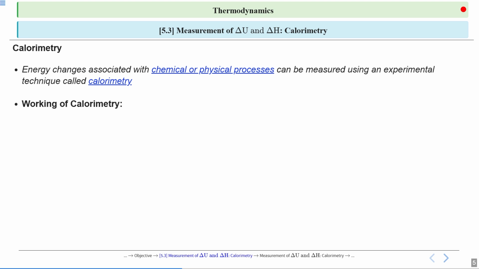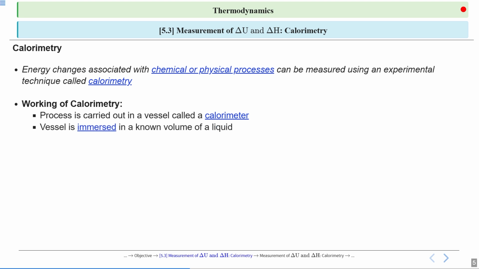How does this calorimetry work? So it's a very simple setup. What you do, you carry out your reaction in a calorimeter. So there is a vessel which is known as calorimeter, and that vessel is immersed in a volume of a liquid. So this thing is simply done to reduce the amount of energy dissipation. So when you will look at the figure, when we will specifically move to the two types of calorimeter, there you will notice how the liquid is helping us to stop the dissipation of energy.